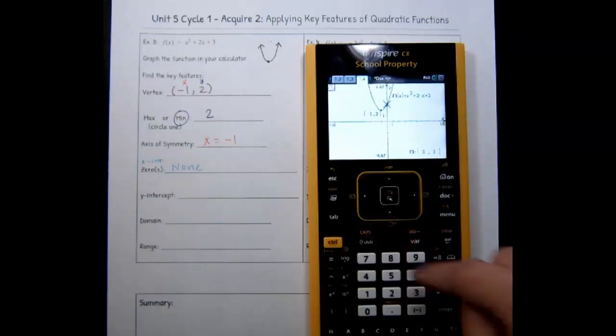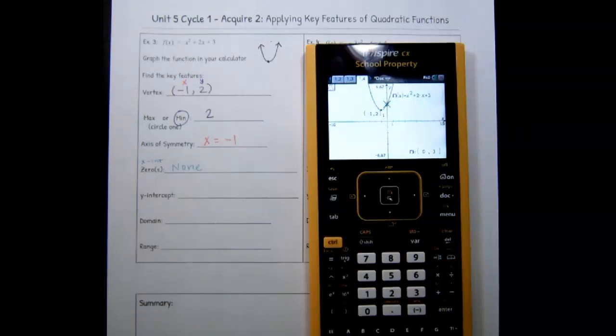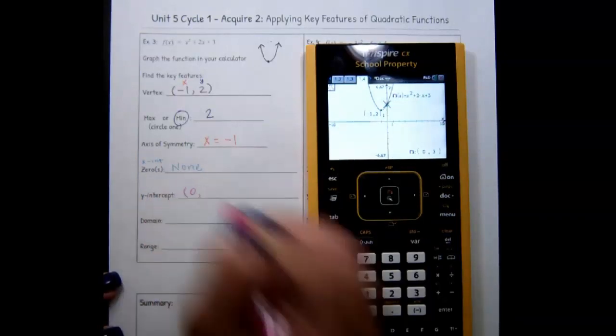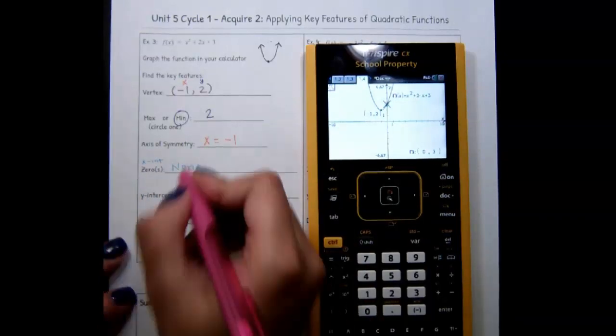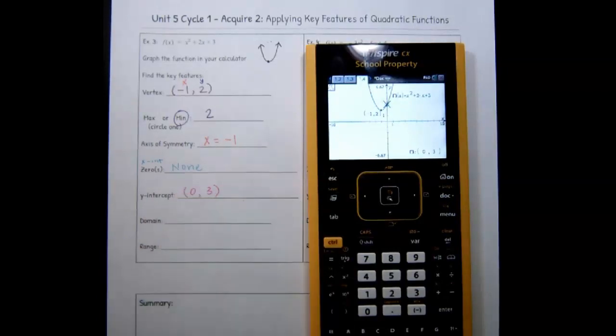Or you can do Control T, and you know that the y-intercept always has a 0 in the x place. So you look to where you have a 0 in the x place on your table if you want to do it that way. Now, here's where it changes a little bit from what we were doing with the word problems.